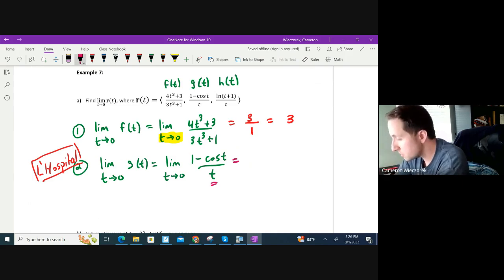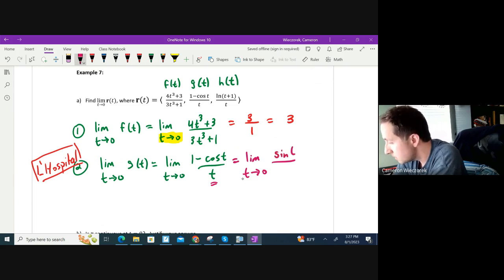What L'Hopital's rule says is we can take the limit as t approaches 0 of the ratio of the derivatives of those functions in the top and bottom. So if I take the derivative of 1 minus cosine t, the derivative of 1 would be 0. The derivative of negative cosine t would be positive sine t. The derivative of t would be 1.